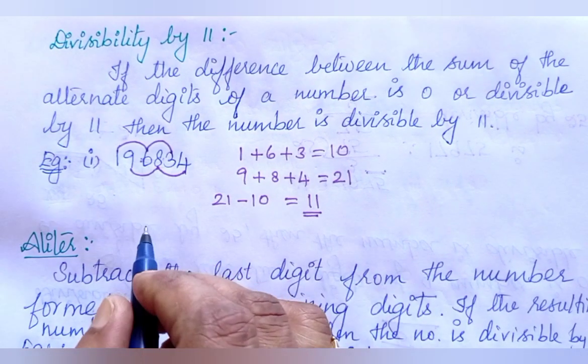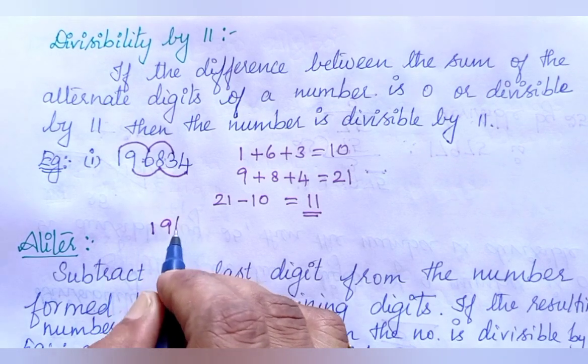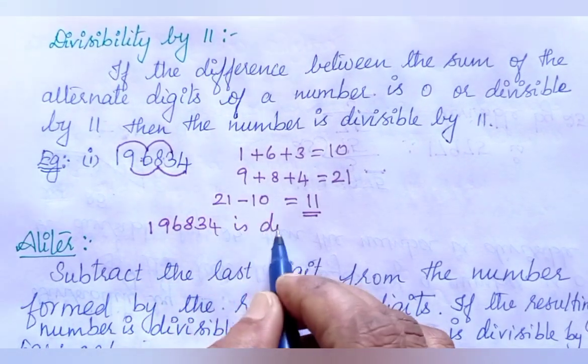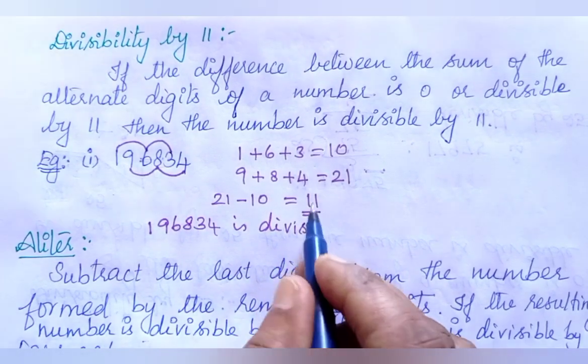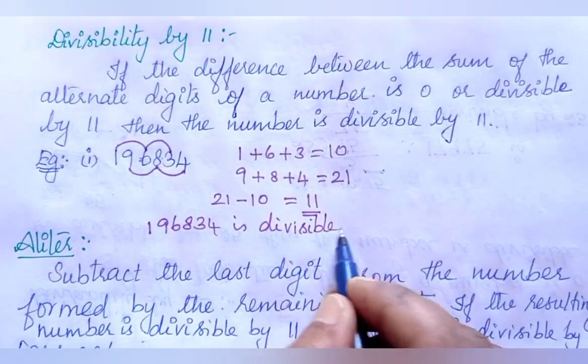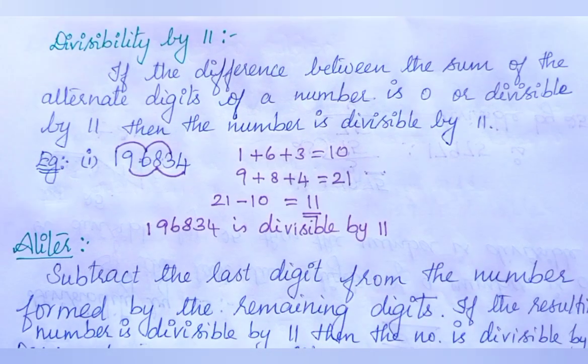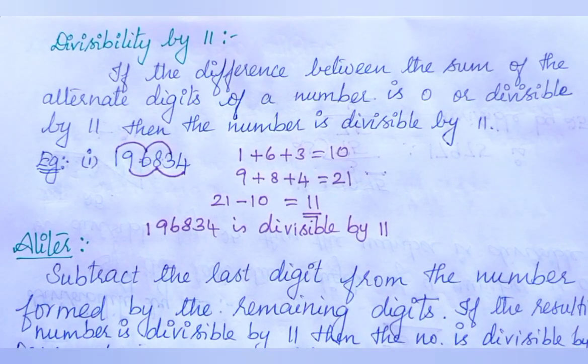So this number 1,96,834 is divisible by 11. If it is 0 or a multiple of 11, then definitely that number is divisible by 11. This is the actual rule.